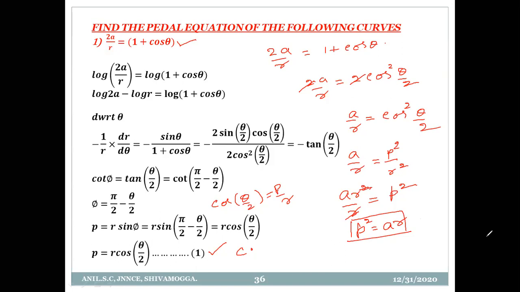P square is equal to ar. Clearly, it is expressed in terms of p and r. There will be no involvement of theta. Theta is eliminated. Such an equation is called a pedal equation.